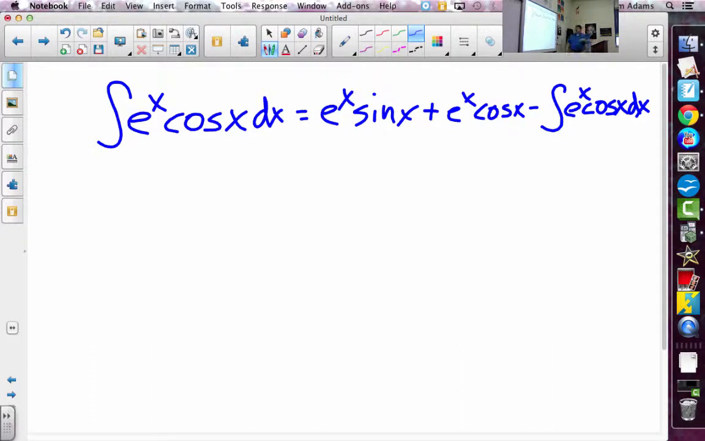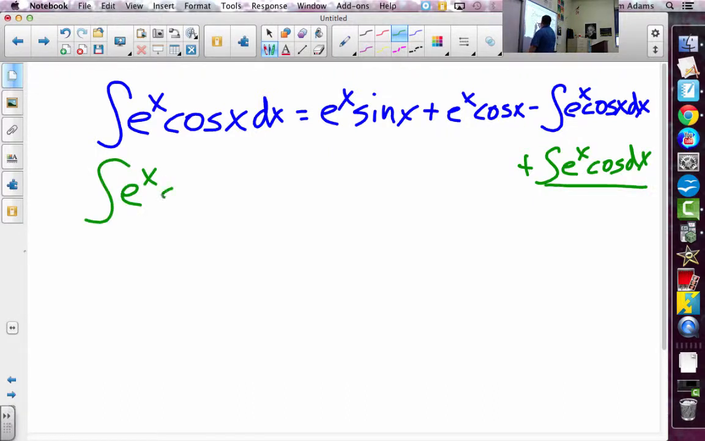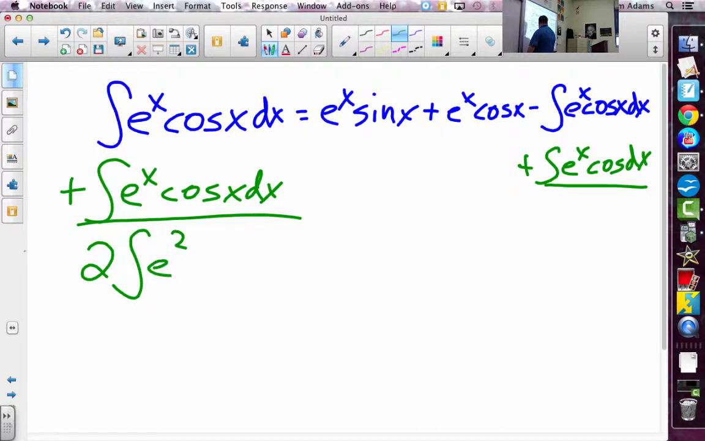Now I said sometimes in some situations this pattern goes on forever and we'll never be able to figure it out. But what do you notice, just by the nature of this particular product function of e to the x and the trigonometric function cosine? What if I added the integral of e to the x cosine of x dx to both sides of the equation? Because technically this is an equation, right? So then I would get 2 times the integral of e to the x cosine of x.